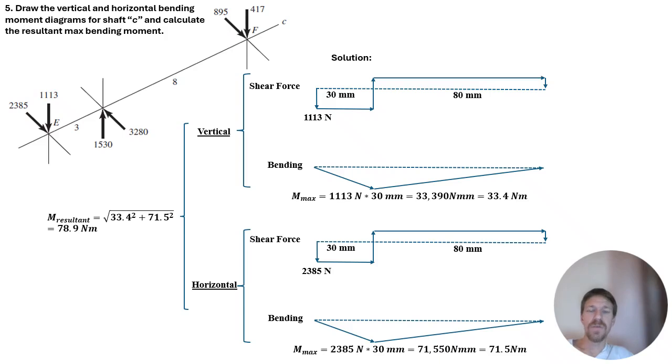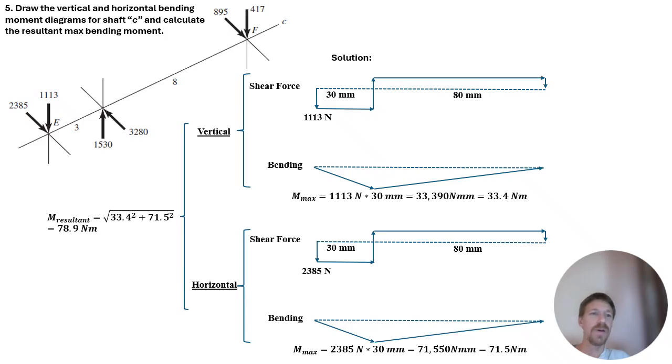So you can see the max bending moment from that force is going to be 1,113 times 30 to get 33,390 Newton millimeters. So that's 33.4 Newton meters, which is the same as kilonewton millimeters. You do the exact same thing for the horizontal, and you can start to catch the pattern here on how to calculate the maximum bending moment.